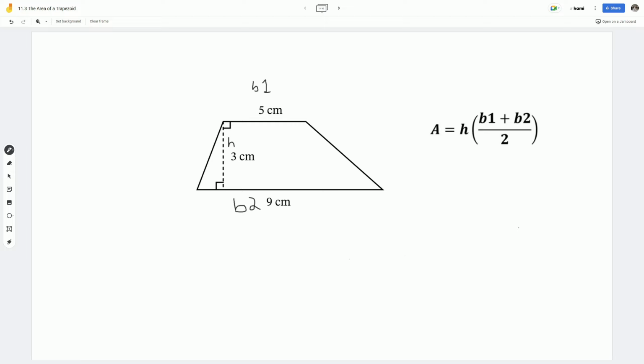So, first off, this is some information that we're going to be using to find the area of a trapezoid, which is the average of the bases, or base 1 plus base 2 over 2, times the height. So in this case, it'd be 5 plus 9 over 2. So 14 over 2, which is 7, times 3, which is 21. So the area of this trapezoid would be 21 centimeters squared.